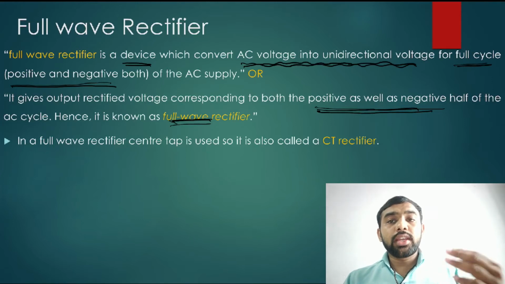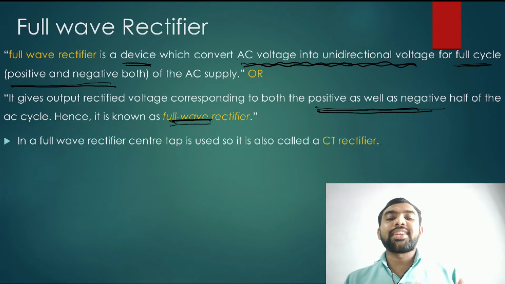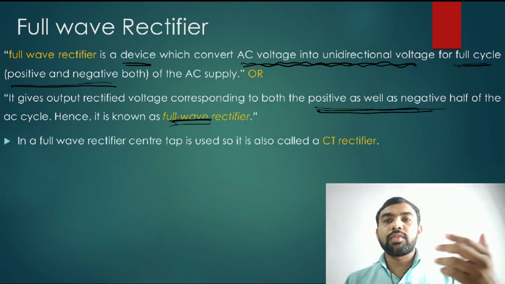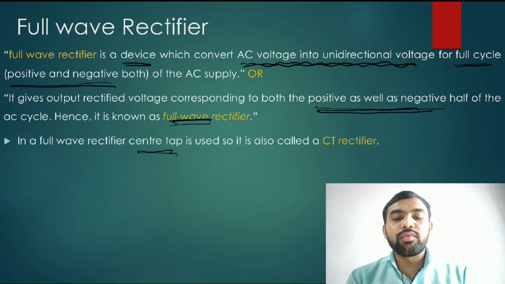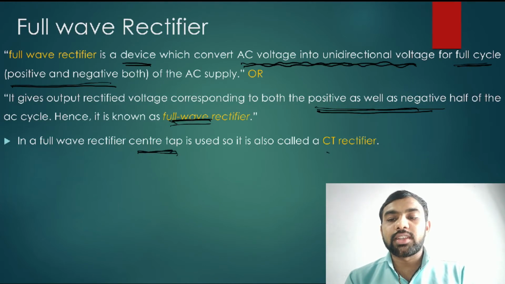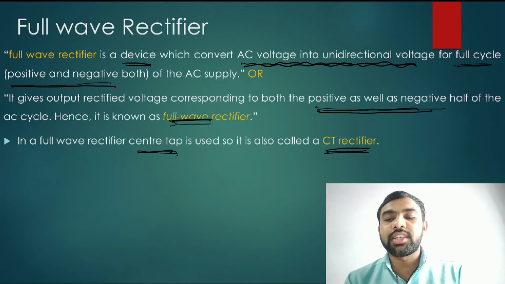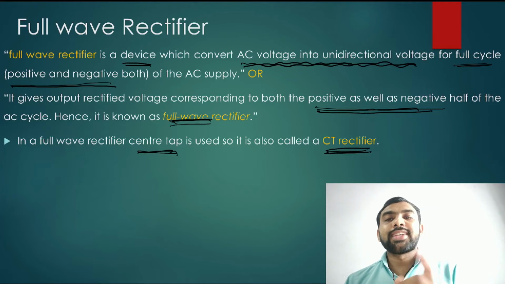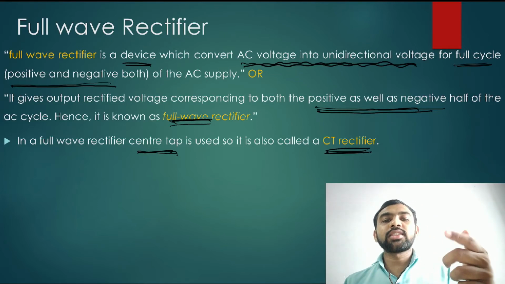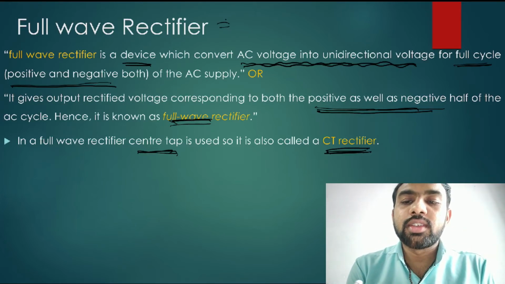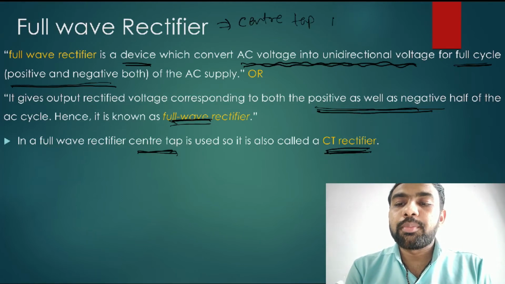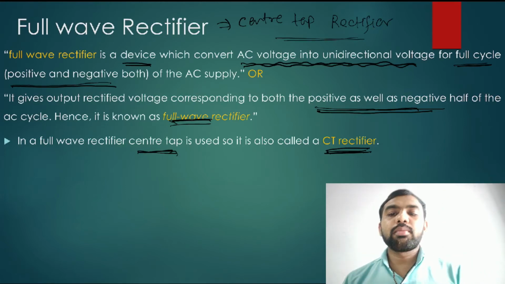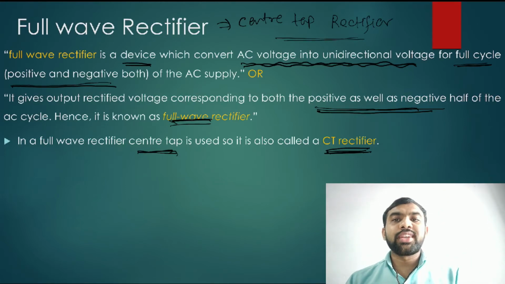Second case, in case of a full wave rectifier, we are using a center tap. When we construct the full wave rectifier, we use the center tap. So due to this center tap, this type of rectifier, the full wave rectifier, is also called a CT rectifier. CT rectifier means center tap rectifier. So that is another name of the full wave rectifier. So both are the same, full wave rectifier or center tap rectifier.